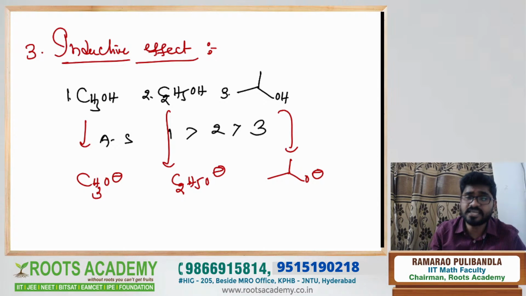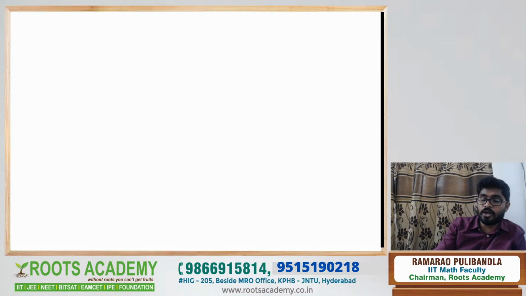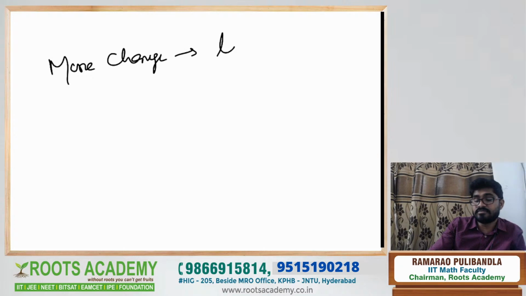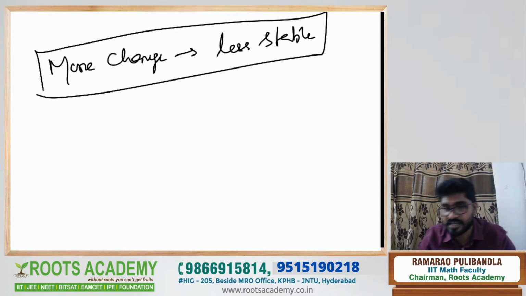So already see how to decide stability of carbanion. It's already negative charge, donating group. Already negative charge, more donating group. Already negative charge, more donating group. So remember organic mantra. Yesterday I told you, more charge, less stable, whatever the charge, whether it is positive or negative. Daily you have to revise this organic mantra.